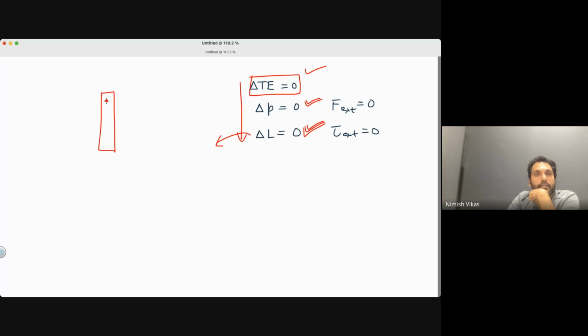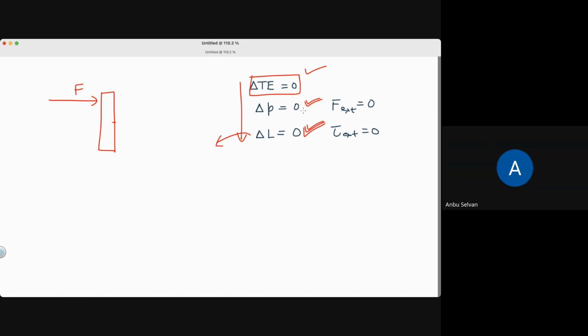If there is a body like this and I've got a force like this, can I conserve momentum? Will the momentum be conserved? No. Whatever was the velocity is going to increase, right? Why? Because there's the external force. Yes or no, guys? There's a force on a body. Will momentum be conserved? No, sir.